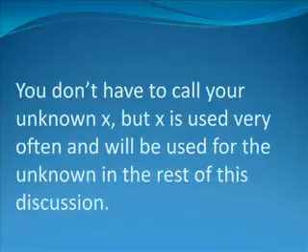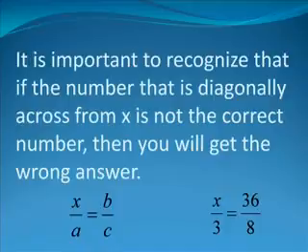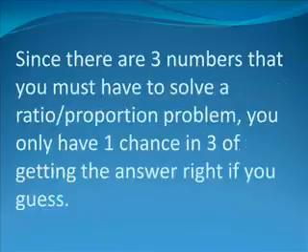You don't have to call your unknown X, but X is used very often and will be used for the unknown in the rest of this discussion. It is important to recognize that if the number that is diagonally across from X is not the correct number, then you will get the wrong answer. Since there are 3 numbers that you must have to solve a ratio proportion problem, you only have a 1 chance in 3 of getting the answer right if you guess.